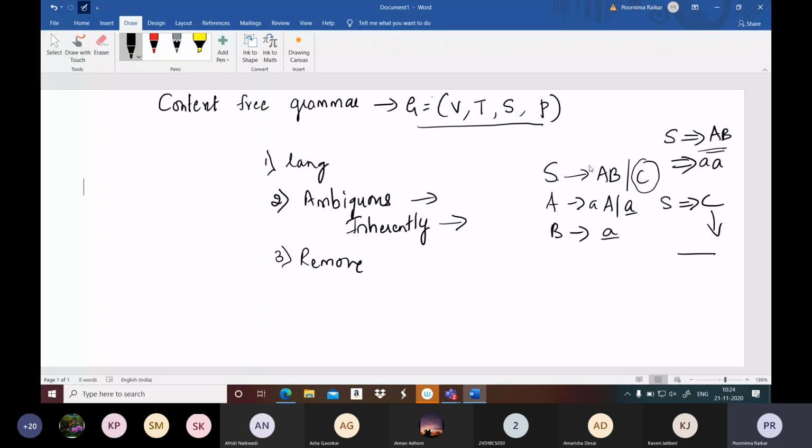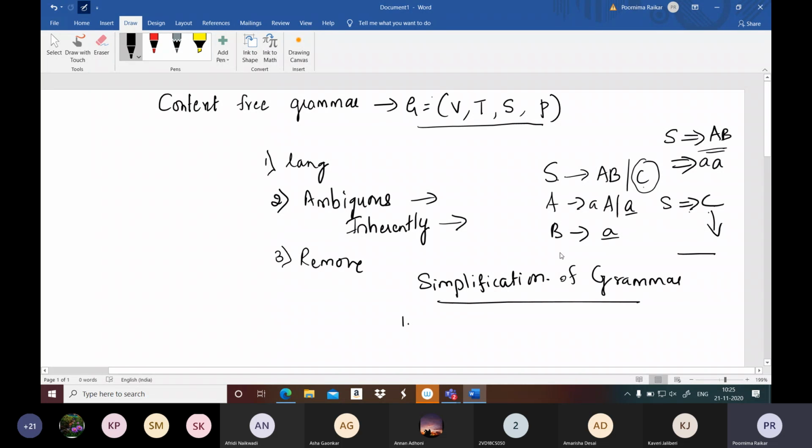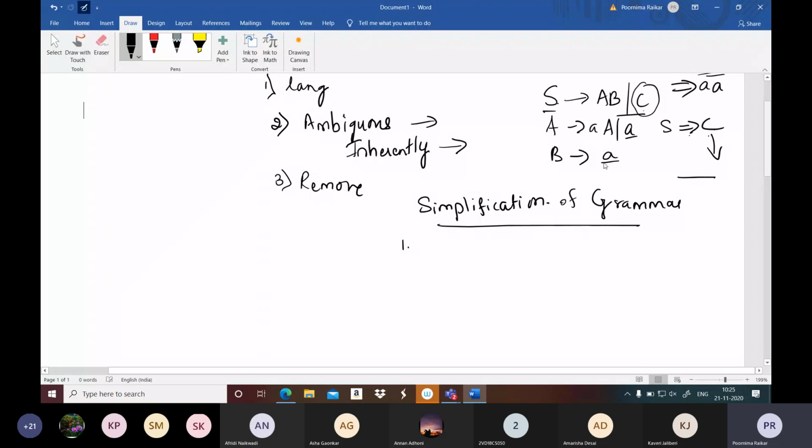So if you observe from S to C, when I apply any derivation, left or right, I cannot generate anything from C. That means C is not useful in this grammar rule. Simplification of grammar means I have to remove those rules which are not useful, that is, rules that are not useful for generating a string.